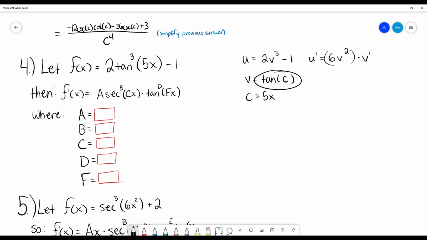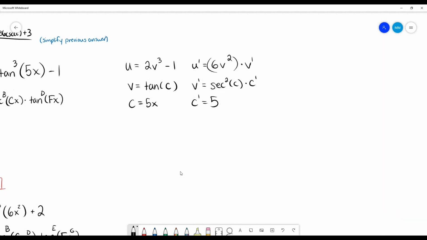Our inside is tangent of c. So let's figure out that derivative. Well, we know the derivative of tangent is secant squared. So it's going to be secant squared of c times, and because this is chain rule, times the derivative of our inside, and our inside is c. So the derivative of that is, again, we apply our power rule, and that's just going to be 5.